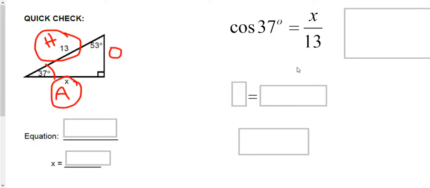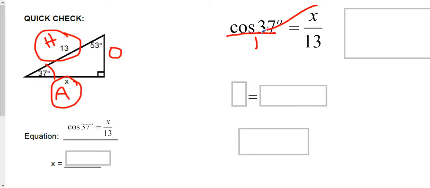So we still have x on top of these. So my equation looks like this. If you use the other angle, then you're going to get a different trig function. You're probably going to get sine of 53 degrees equals x over 13. But you'll see if you did everything right and use that angle, you'll get the same final answer. So there's two possible equations.